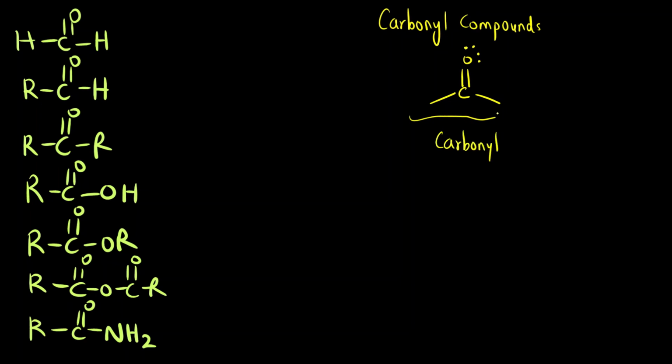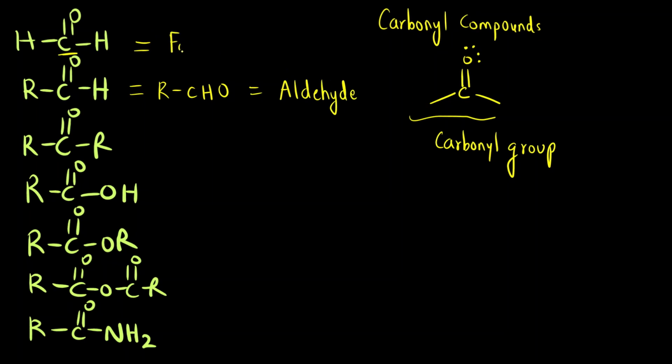So all the functional groups where this C double bond O group is present are called carbonyl compounds. This is a carbonyl group. Okay, the simplest is when we add hydrogens on both sides, then this is the simplest aldehyde, RC double bond OH. This is sometimes also written as RCHO. This is called the aldehydic function. And this is formaldehyde, or the simplest aldehyde.